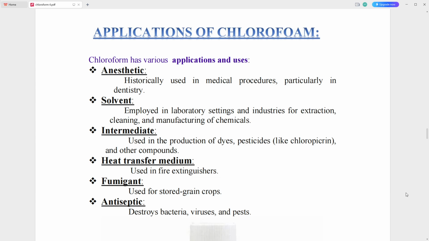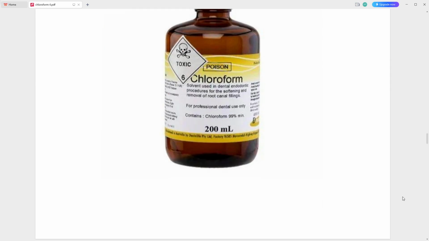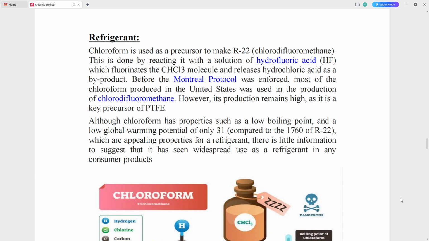Heat transfer medium, used in fire extinguishers. Fumigant, used for stored grain and crops. Antiseptic, destroys bacteria, viruses and pests. Now we discuss some of the applications of chloroform in detail.